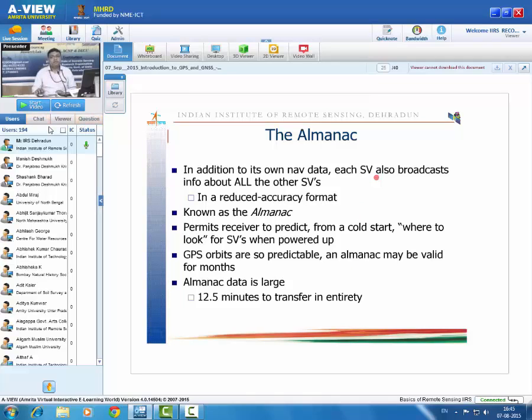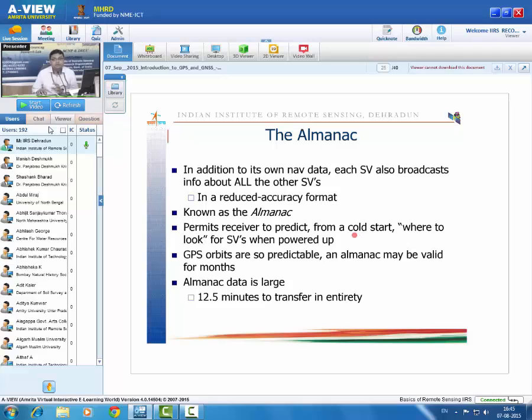Almanac, as I was telling, is giving us the position of the GPS satellites in their orbits. It is like the nakshatra chart of our astrology, which gives the position of different stars in their orbits. Similarly, the almanac also gives us the position of satellites in their orbits, but here the concern is about the artificial satellites, which are the GPS satellites put by us into the orbits.